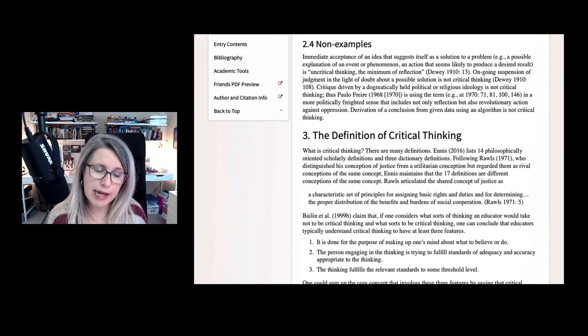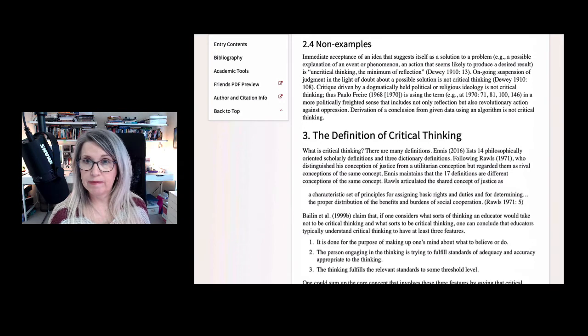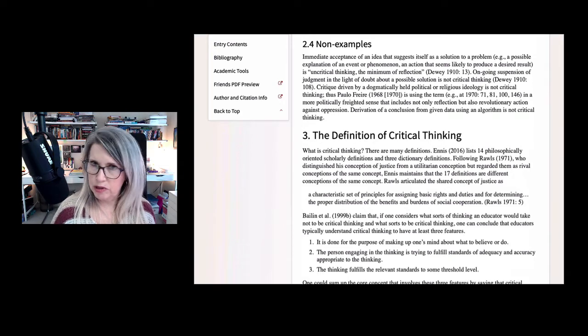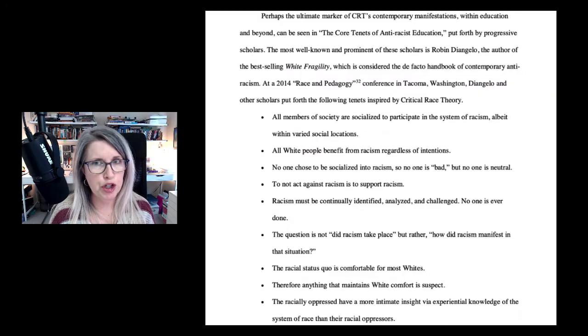So, for example, when you look at the tenets of anti-racism / critical race theory, they're really not different things, okay? They're just different terms for the same ideas. You have things like: all members of a society are socialized to participate in the system of racism, albeit within varied social locations. All members of a society are socialized to participate in a system of racism.